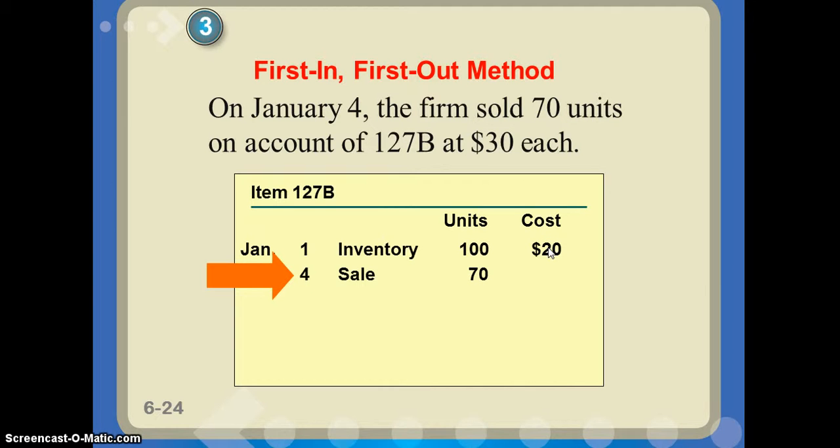We take a look at the next part of your notes. It asks you to make a journal entry. Please attempt a journal entry to sell 70 units on account of 127B. The sale price is $30 each. The cost of merchandise sold is $20. Please record the journal entry. This is a basic entry we've done numerous times.